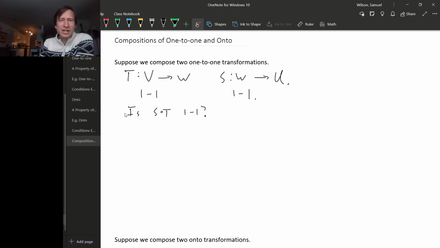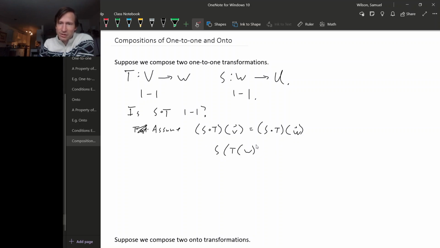Well, remember, to check that, we would just assume that we have two vectors, V and W, that end up in the same place when you hit them with S composed with T. And what we want to show is, sorry, there should be W here. What we want to show is that V is actually equal to W. Well, this is S of T of V, and on the right we have S of T of W.